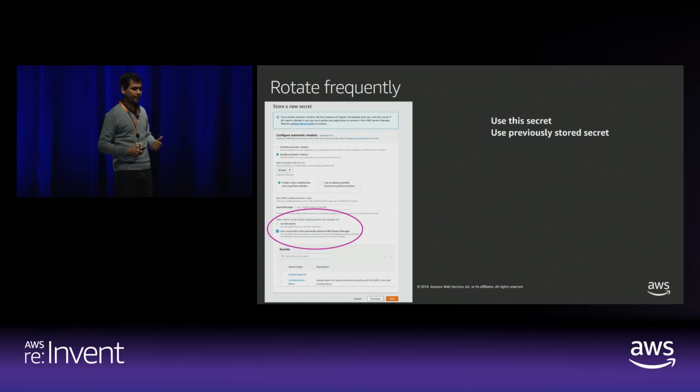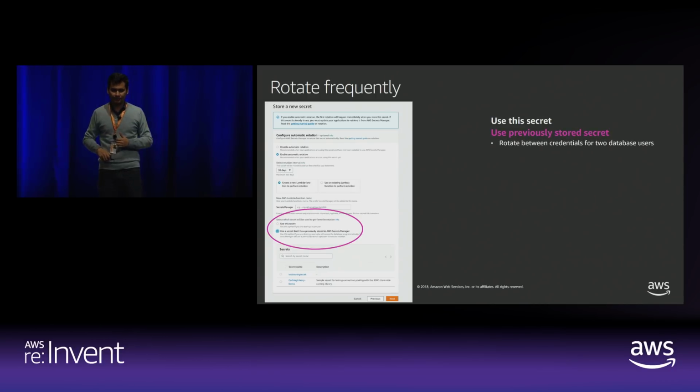Now, when you configure rotation, you have two options. You can choose to use this secret to rotate, or you can choose to use a previously stored secret to rotate. Your decision would depend on what secret you're storing. If you're storing the master credentials for a database, use option 1. For any other credential, use option 2.